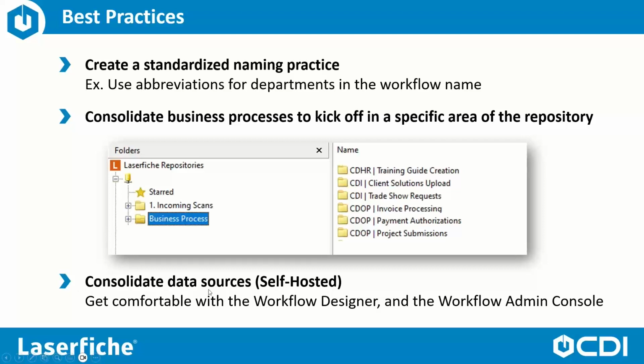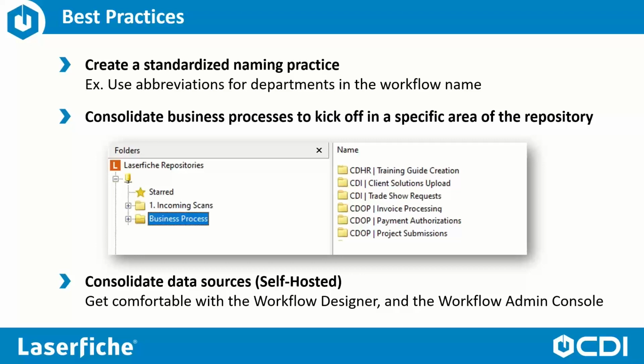And then consolidating data sources. So as you grow your Laserfiche automation, you might start building processes that are leveraging data sources like a CRM lookup or an ERP vendor lookup, or your permitting address lookup. You can have data sources of all types to help you populate information and metadata really easily.